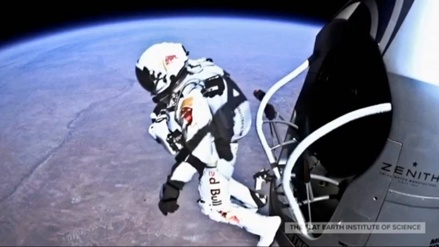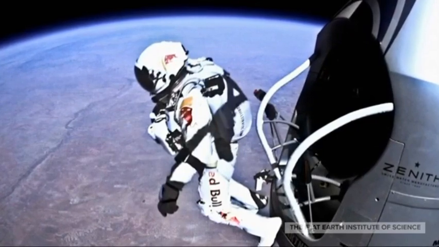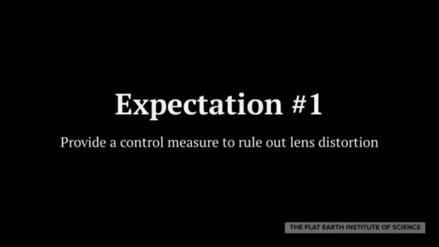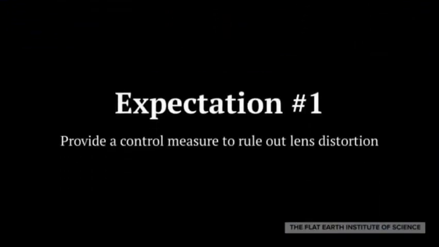Every good hypothesis should have disconfirming evidence, a means whereby it can be proven wrong. So with that being the case, if you want to prove the curvature on the horizon is caused by the curvature of the Earth, and prove our hypothesis wrong, there are some expectations that you need to meet. First, if you're going to show us curvature in a photo, you need a control measure to rule out the lens distortion. We can call that expectation number 1.